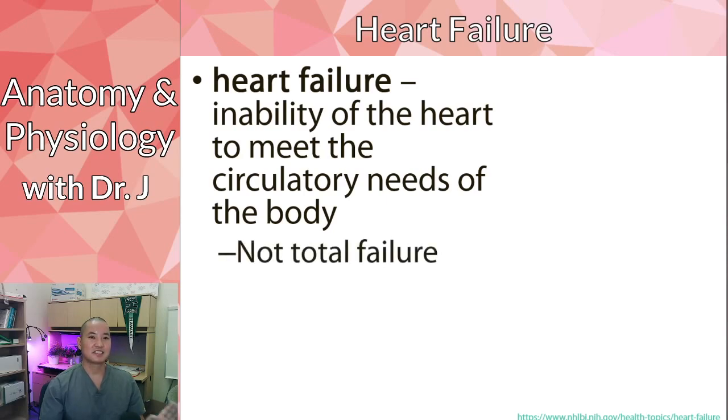Now, a common misconception is that heart failure means your heart has completely stopped. That's cardiac arrest. Heart failure is more like your heart just isn't meeting the demands of your body. All the tissues in your body need oxygen and nutrients, and you also need to maintain fluid balance. You don't want fluid building up in certain parts of your body. Heart failure means your heart is having trouble keeping up, to the point where it doesn't supply enough blood, oxygen, and nutrients to your body.